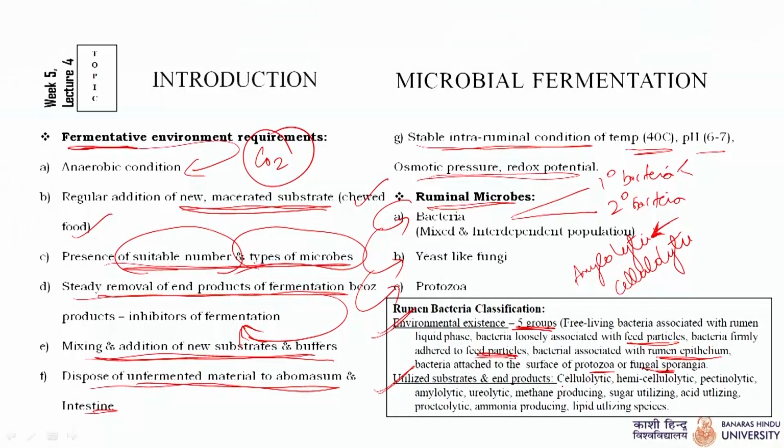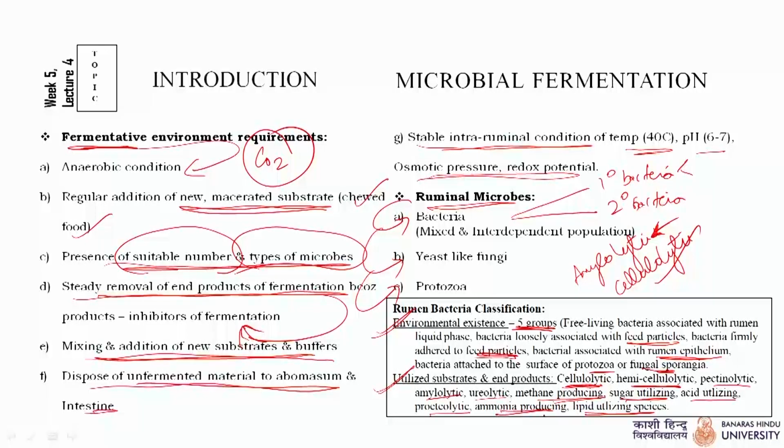Based on that, you can say cellulolytic, which I already told you, it's a primary bacteria, hemicellulolytic bacteria, pectinolytic bacteria, amylolytic bacteria, ureolytic bacteria, methane producing, sugar utilizing, acid utilizing, proteolytic, ammonia producing, lipid utilizing species. So these many types of bacteria can be classified based on which type of substrate it utilizes and which end product it produces. Based on that, it is classified.